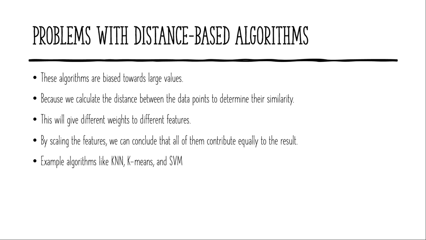So that is one of the biggest problems in machine learning, where the model makes decisions based on some bias. So we need to remove this. For removing this, we will be applying feature scaling to scale all the different features. So we will be facing this issue in algorithms like KNN, K-means, and SVM.